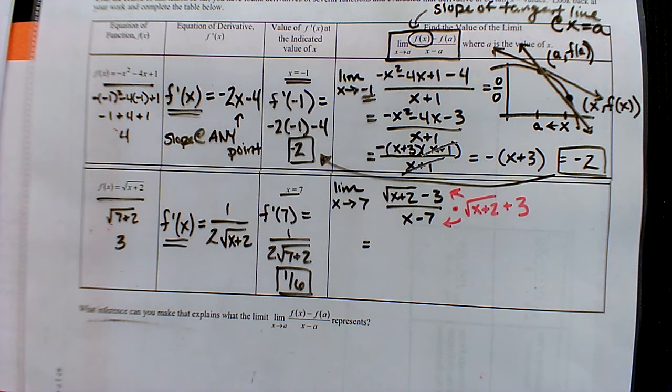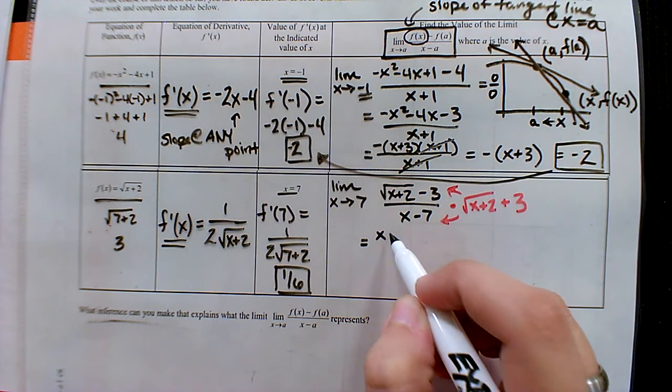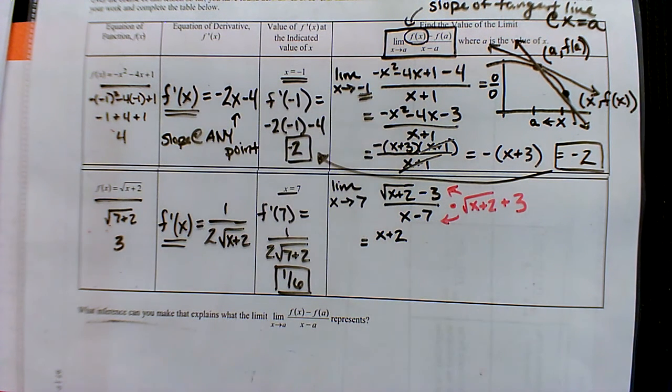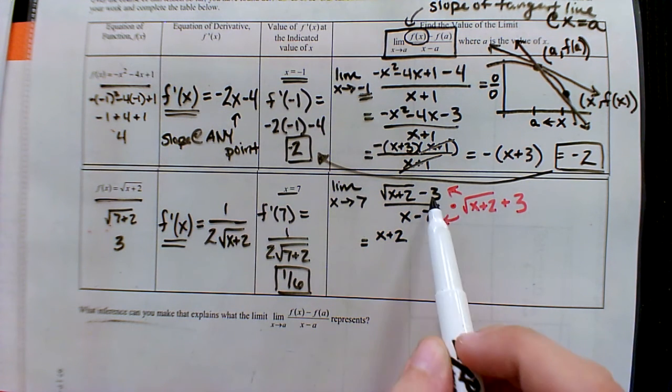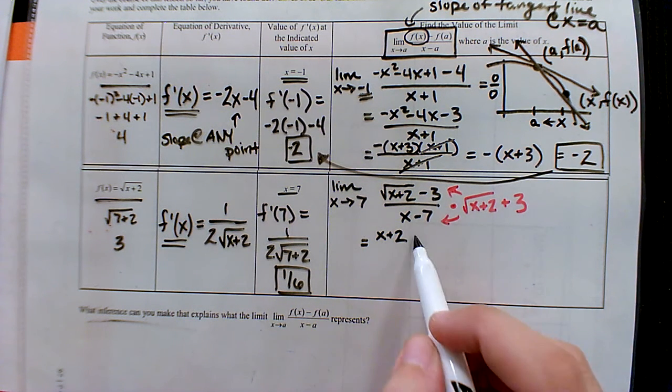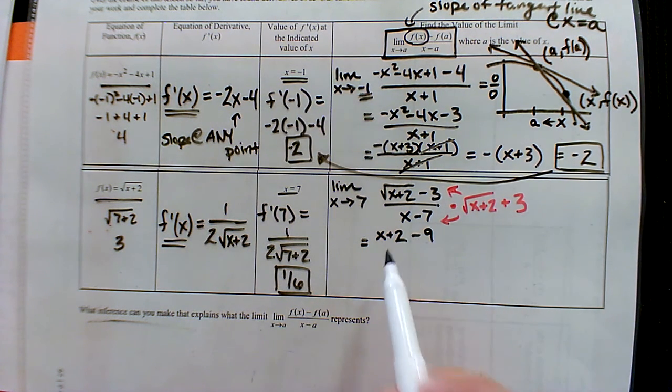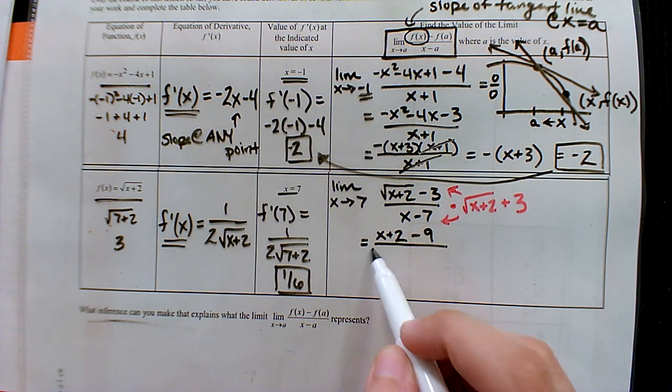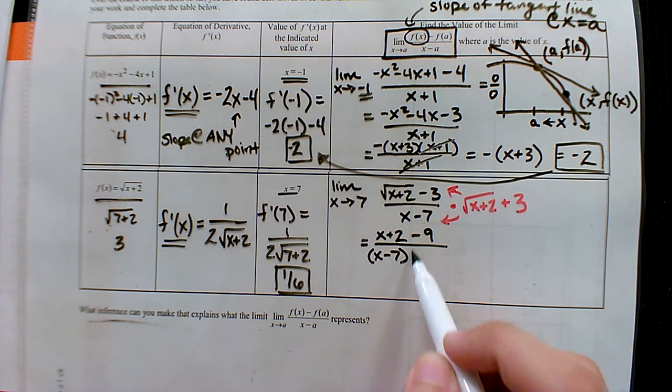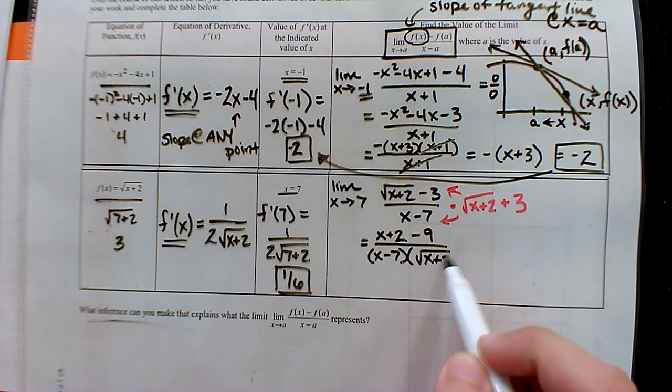Multiplying the conjugate up top, though, going through a FOIL process, the insides and outsides will always cancel each other out. So we just have to multiply the first terms and the last terms. Multiplying the first together, the square roots would cancel, so we're just left with x plus 2. And if we multiply the last, -3 times +3 would give us a -9. The denominator, though, will have x minus 7 times that conjugate.